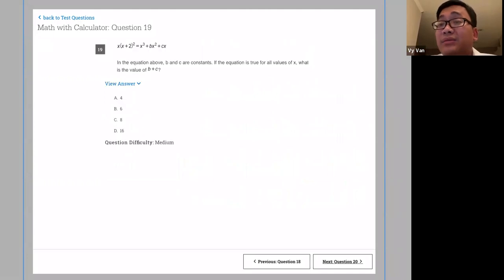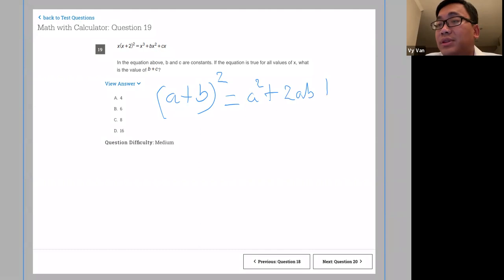Number 19. Well, this is just simplifying polynomials or FOIL things out. The formula that I want to review with you guys is this formula right here. This is the square of a sum. If you have a plus b squared, it's the same as a squared plus 2 times ab plus b squared.